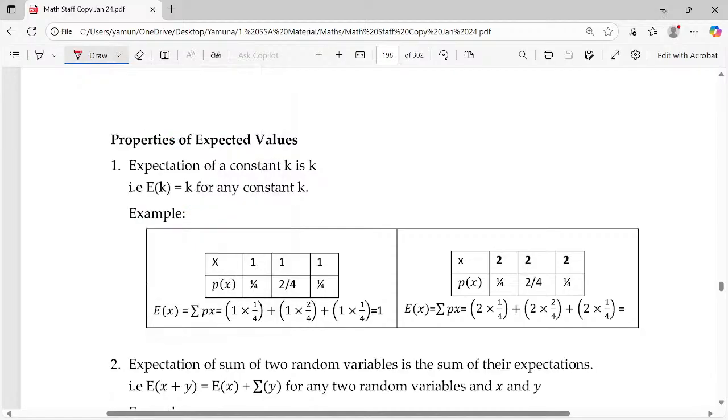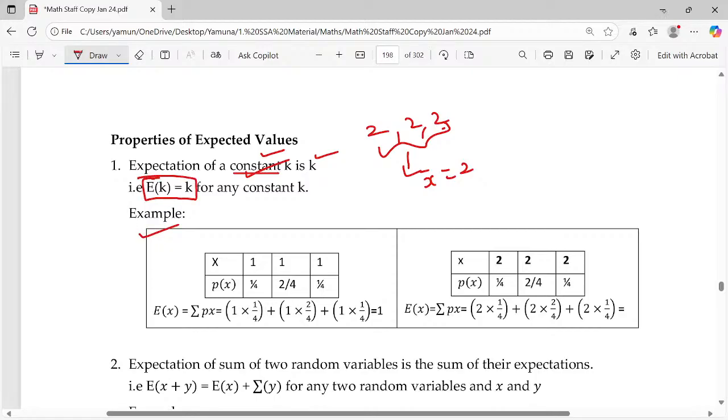So the first one is: expectation of a constant k is k. You remember under the mean we were discussing, if 2 appears three times, what is the mean? All values are the same, then what is the value of x bar? It is the same. The same way, expectation of a constant k is k only. So how do you write it in equation format? E of k is equal to k. I'm not going for the example part.